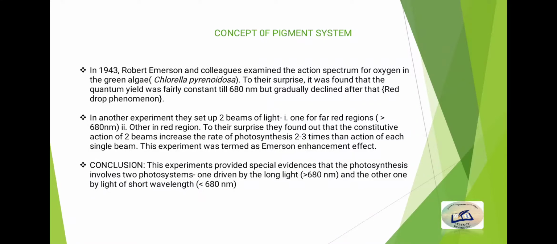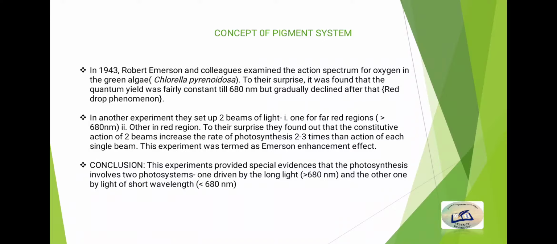First of all, you should take this into account: what is quantum yield? It is nothing but the number of oxygen molecules produced per photon absorbed. So it has a direct relation to the action spectrum. The purpose of this experiment suggested that wavelengths shorter than 680 nanometer are very efficient in the process of photosynthesis. They drew this conclusion from this particular experiment.